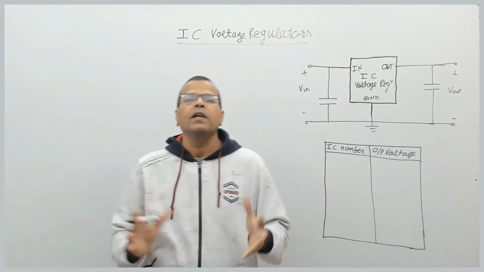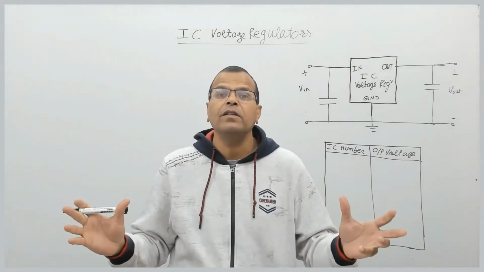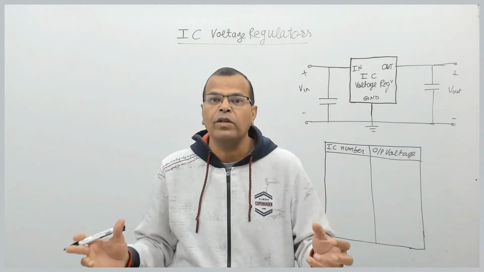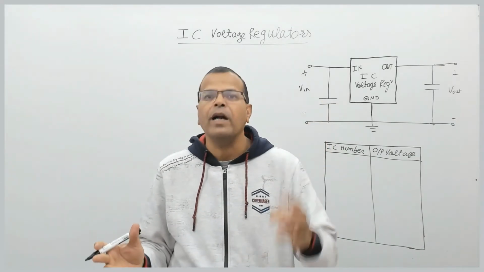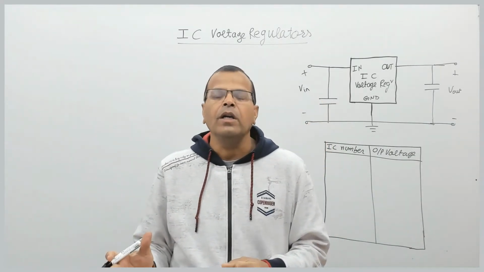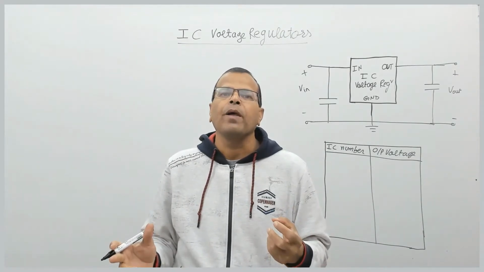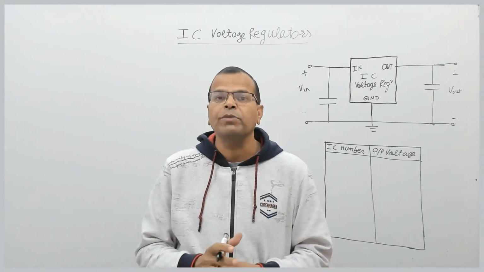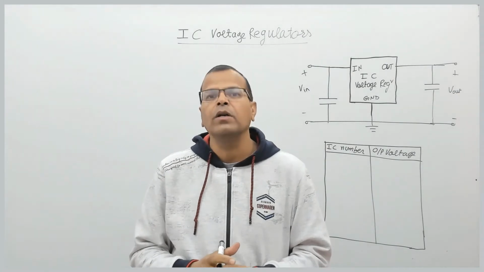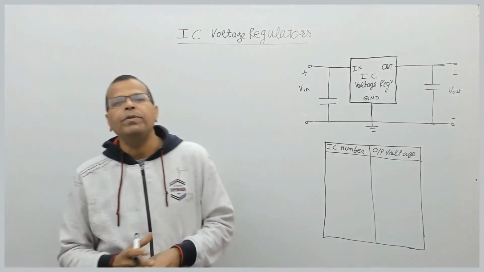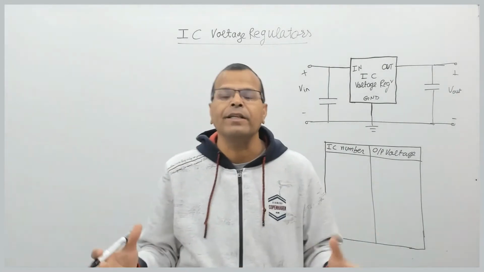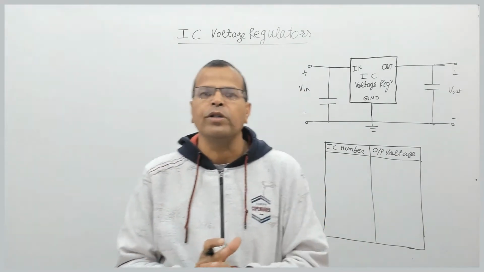Hello friends, till now we have seen the different circuits of voltage regulators, that is series voltage regulator and shunt voltage regulator. In shunt voltage regulator we could control the output voltage, or we could vary the output voltage by using a potential divider network. Now we will be talking about integrated circuits, IC based voltage regulators.